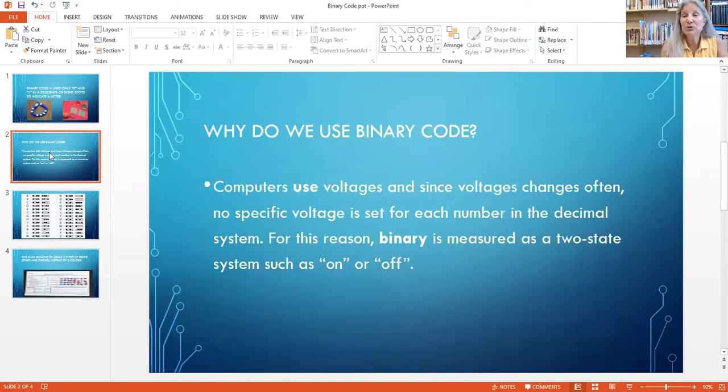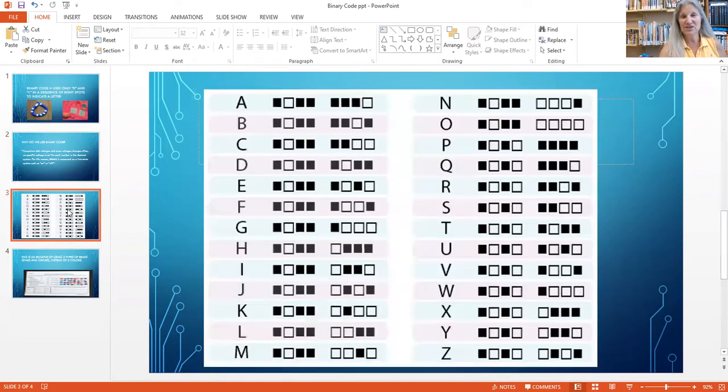All right, because computers use voltages. And since the voltage changes often depending on where you are, they're not going to have a different voltage set for each number in the decimal system. So binary uses a 2-state. It uses on and off. So think of the 0s and 1s as on and off. Or in this case, it looks like dark and light.